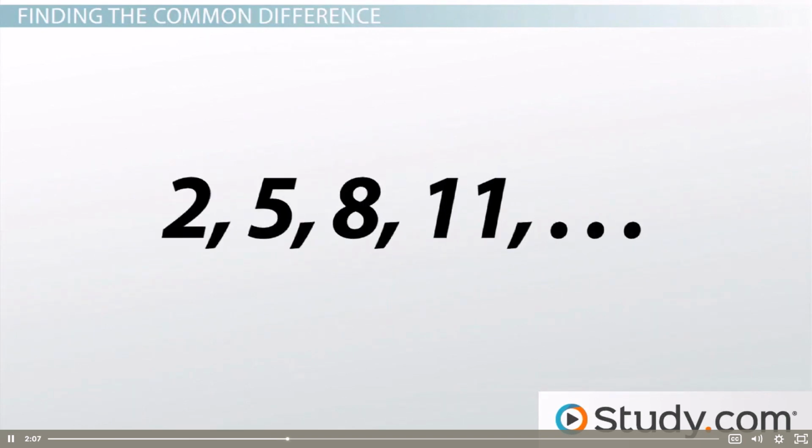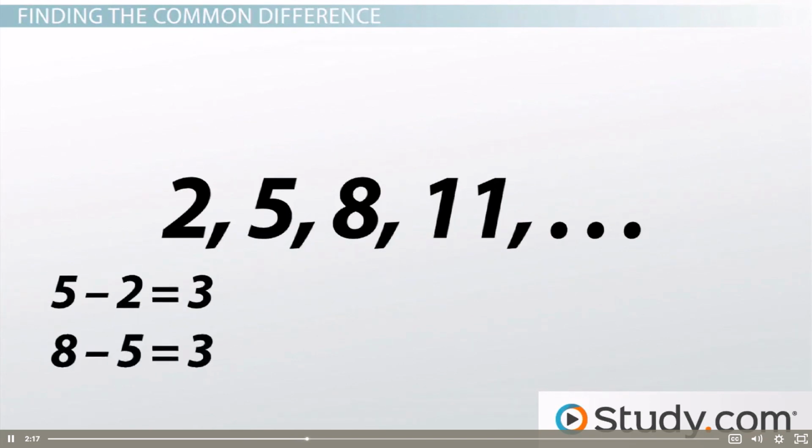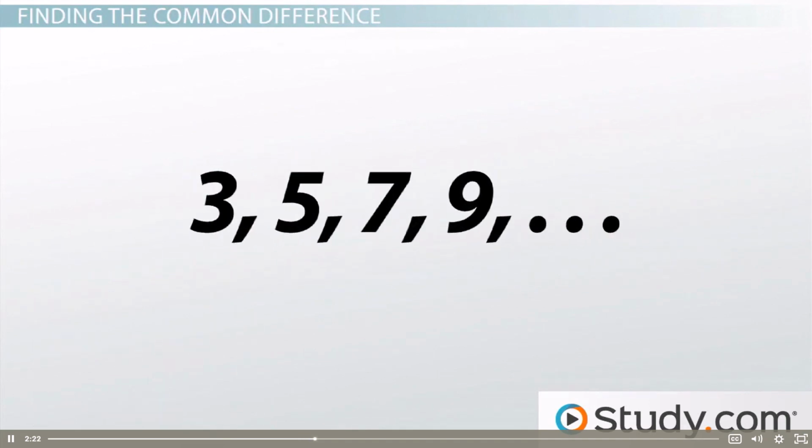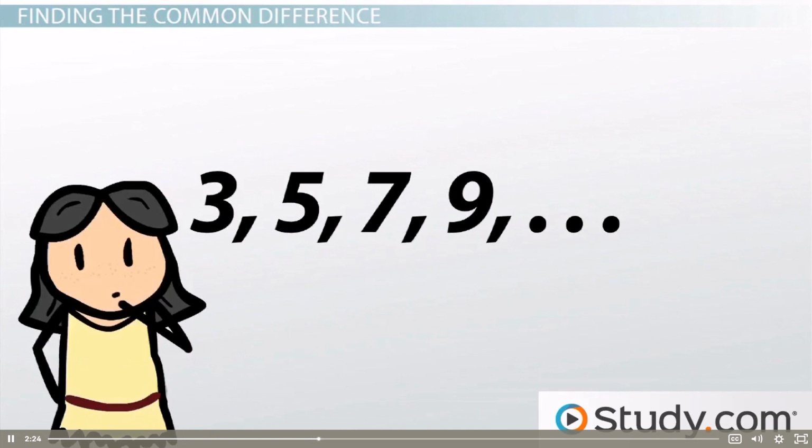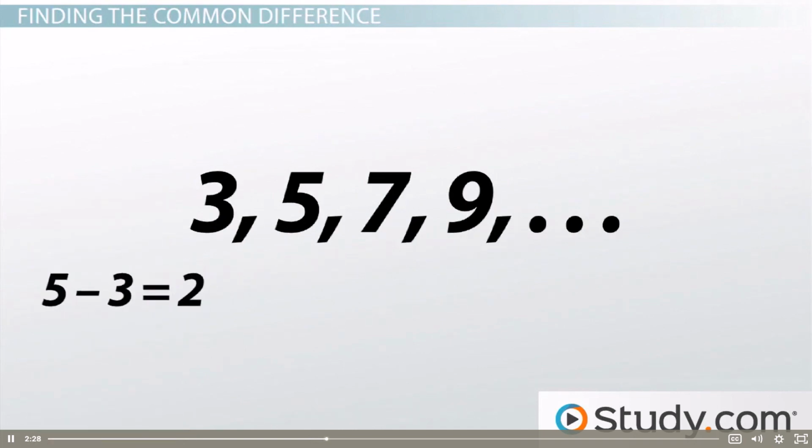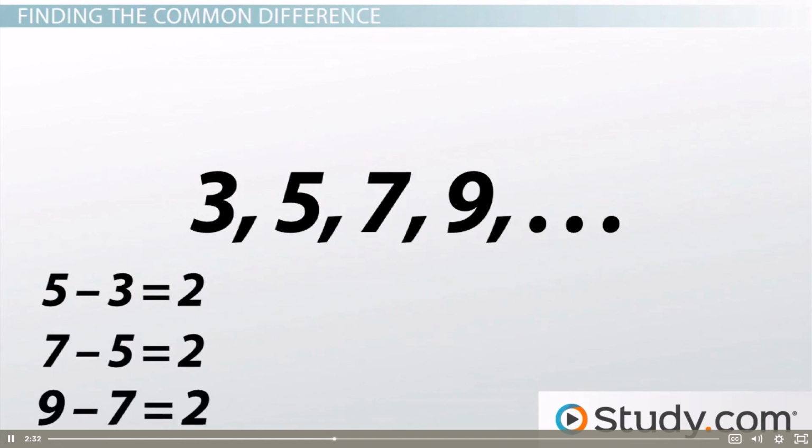The second sequence, 2, 5, 8, 11, has a common difference of 3, because when we subtract the 2 from the 5, we get 3. We also get 3 when we subtract the 5 from the 8, and the 8 from the 11. Can you find the common difference for the third sequence, 3, 5, 7, 9, etc.? If we subtract the 3 from the 5 and the 5 from the 7, we get 2. 7 subtracted from 9 is also 2. So the common difference for this sequence is 2.